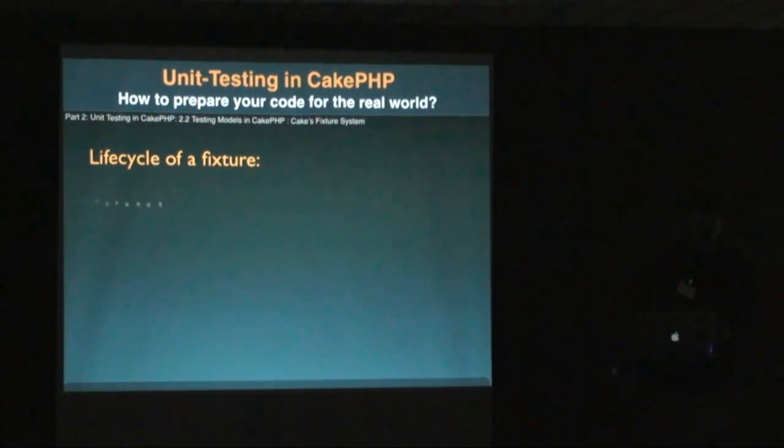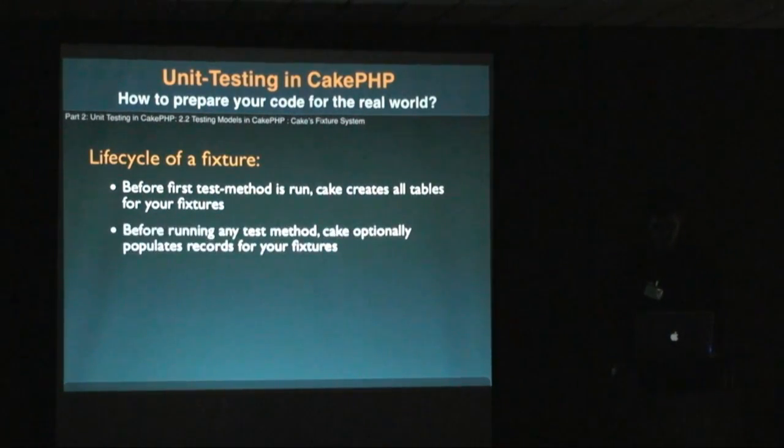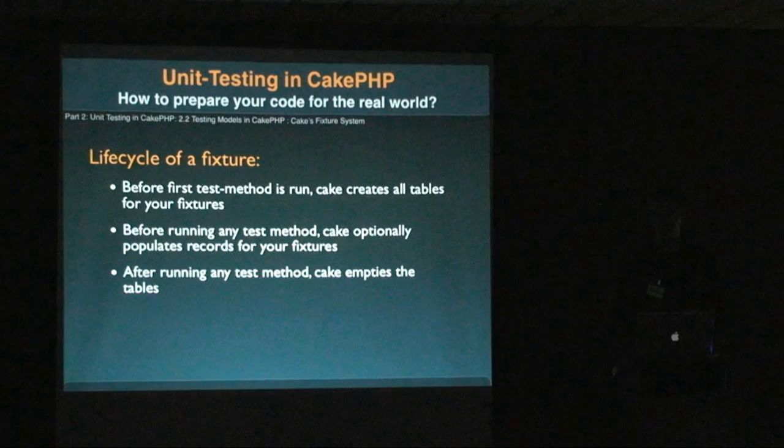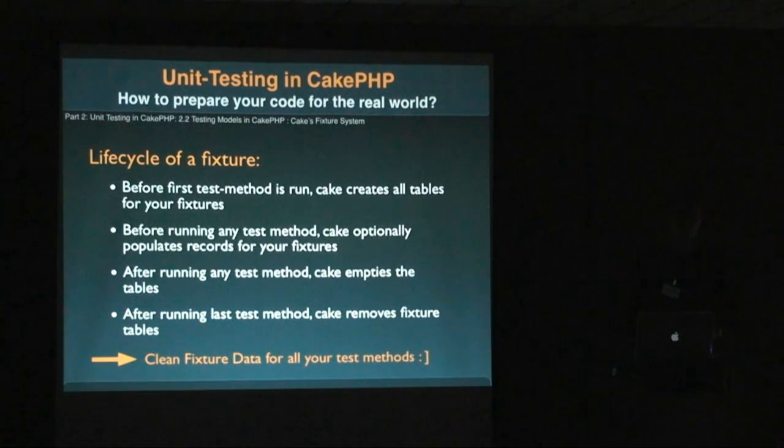So the life cycle of a fixture is as follows. Before any test case is run, Cake creates all the tables. Then before any test method is run, it populates the tables with the fixture data that you specified. After running any test method, Cake empties those tables again, and when the test case is done, it drops the tables altogether again. So actually, for every test case and every method, you get new, fresh, untouched data.